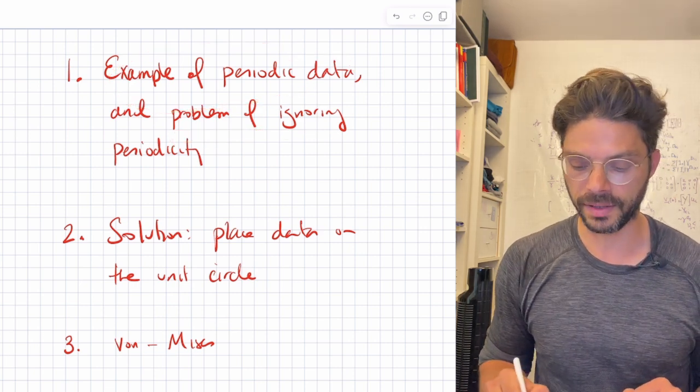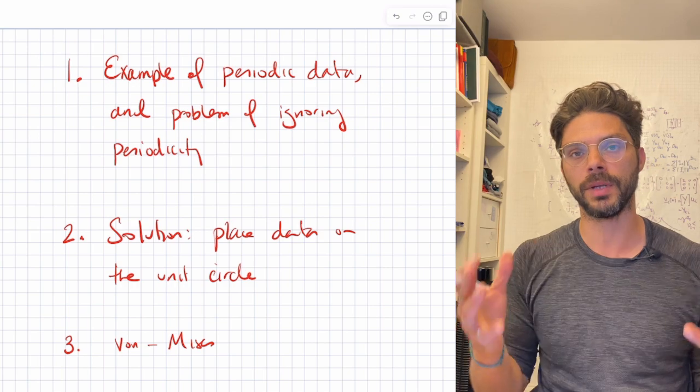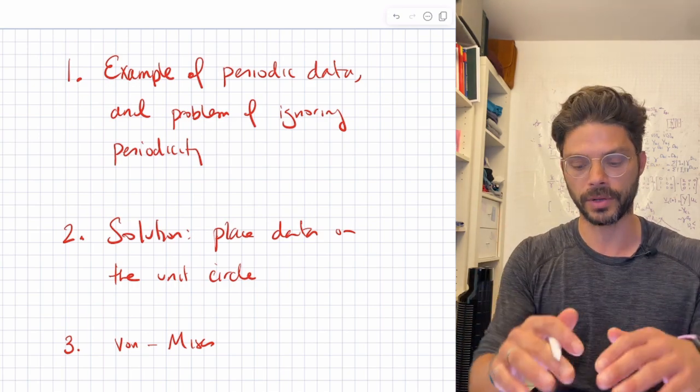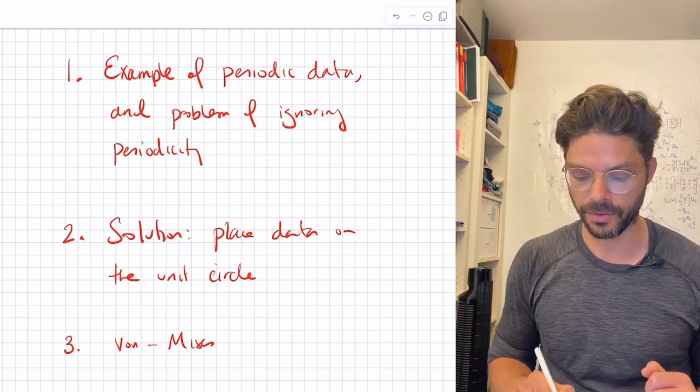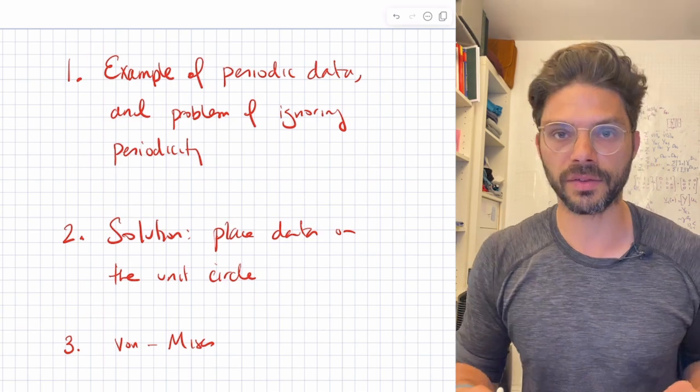And then we're going to place the data on the unit circle. That's going to be essentially the solution. And then we're going to formalize that into a probability distribution over the circle. So how are we going to do that? That's going to arrive at the von Mises distribution. So let's get started with that.